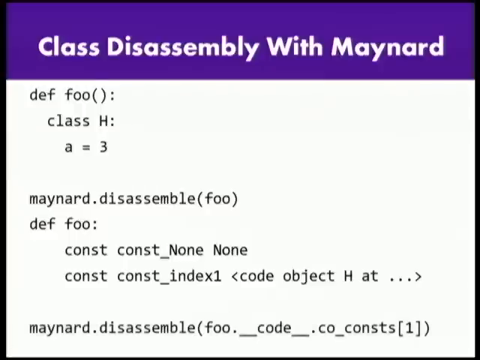You can literally pull it out of the foo object. Foo.__code__.co_consts[1] is the code object that is implementing h. And you disassemble that and you get to see store locals.